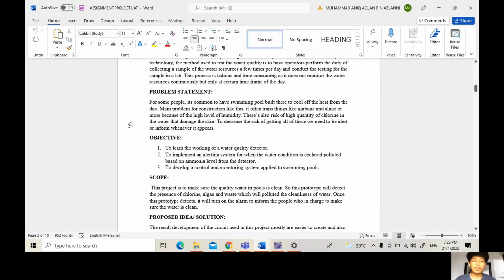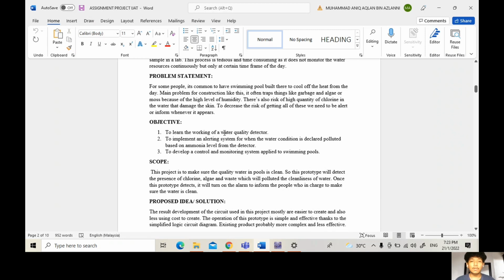So the objective for this project is, first, to learn the working of a water quality detector. Second, to implement an alerting system for when the water condition is declared polluted based on ammonia level from the detector. And third, to develop a control and monitoring system applied to swimming pools.